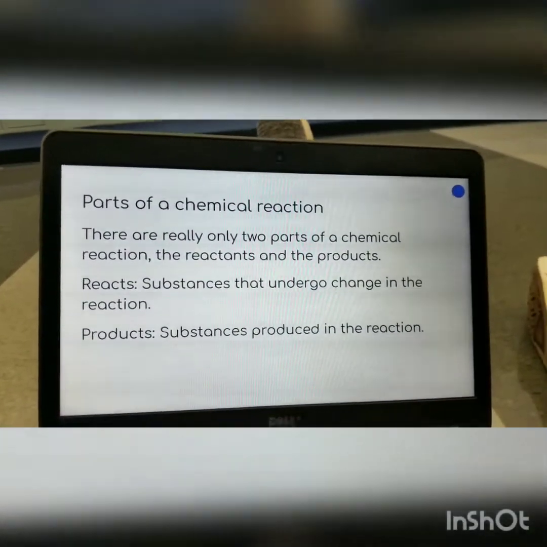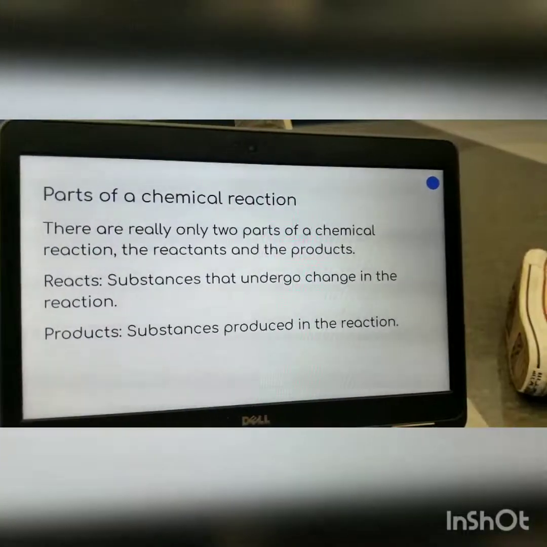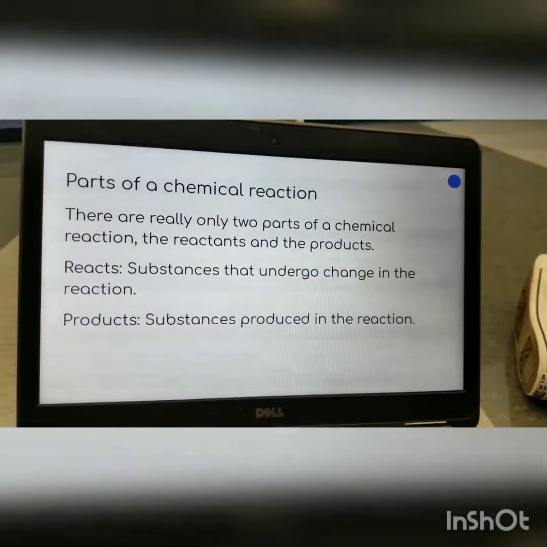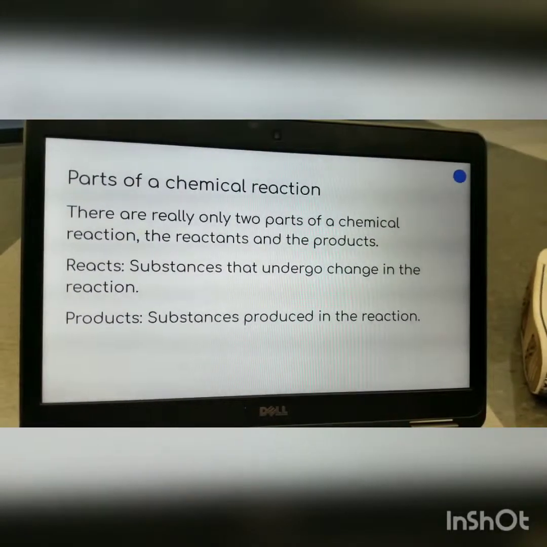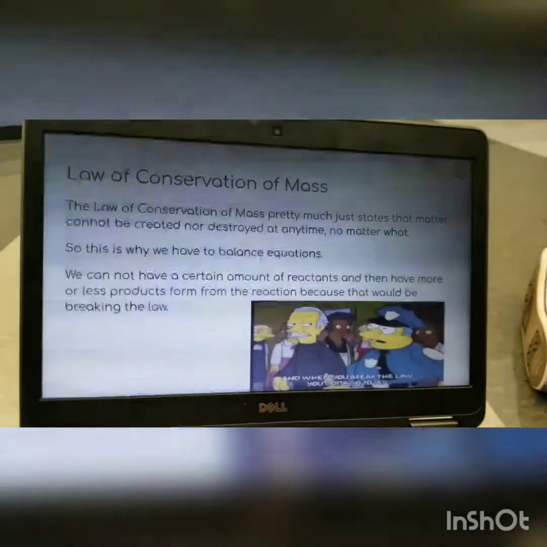Reactants: substances that undergo change in the reaction. Products: substances that are produced from the reaction.